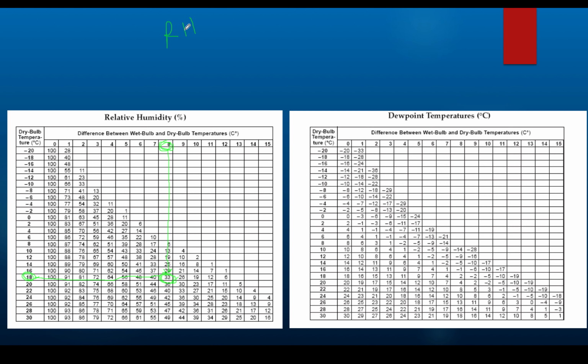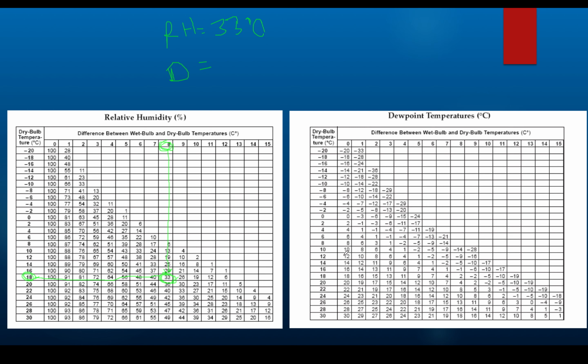Now, the next question says, based on the values, what is the dew point? Well, we know the relative humidity is 33%. That's the answer for number 3. What is the dew point? I apologize, guys. I do not know what's going on with my computer and my mouse here. It's not drawing very well.